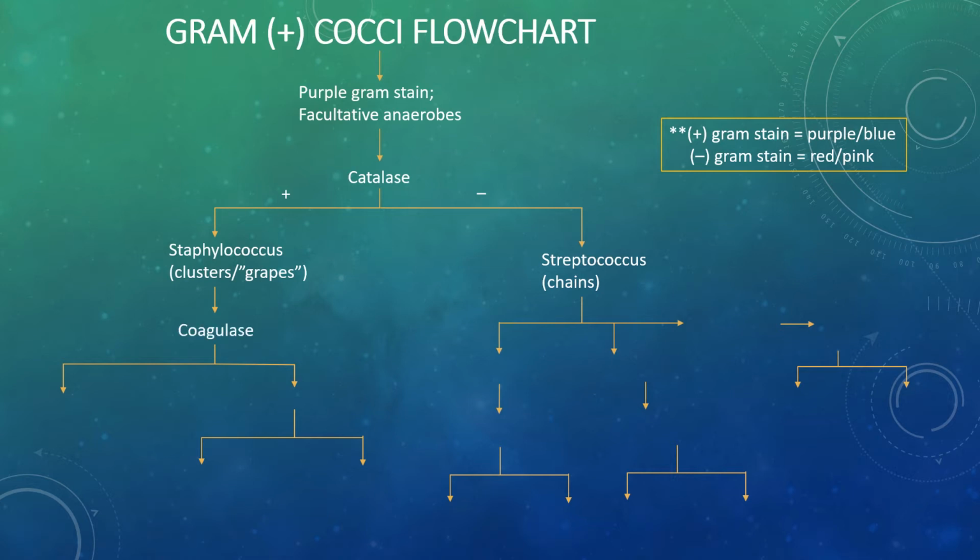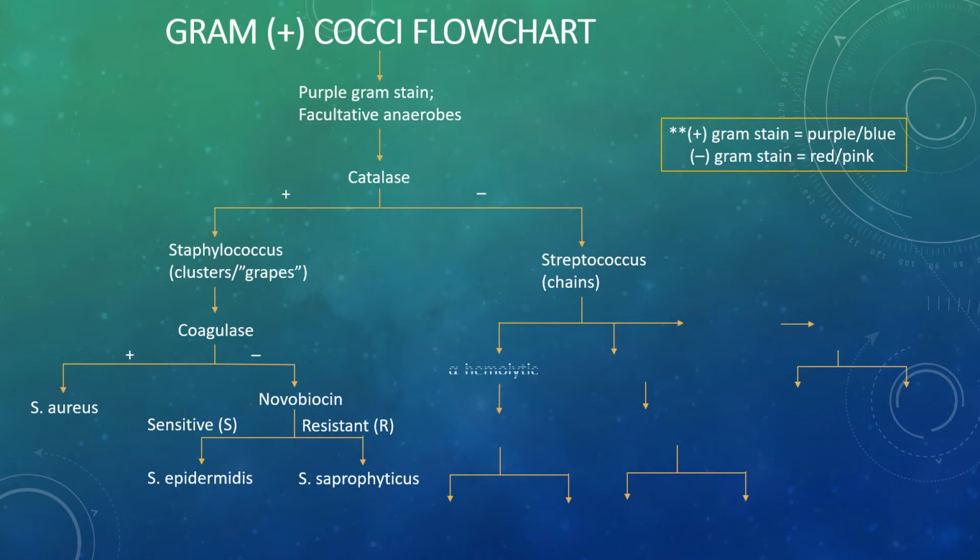We'll keep going. After we know that it's catalase positive, we need to see what happens with coagulase. If it's coagulase positive, it will be our favorite Staph aureus. If it's coagulase negative, we've got some options here, and we use novobiocin to differentiate them. If the bacteria is sensitive to novobiocin, it'll be Staphylococcus epidermidis. And if it's resistant to novobiocin, it'll be Staphylococcus saprophyticus. We're going to go over all these in more detail later, but these are good to know for now.